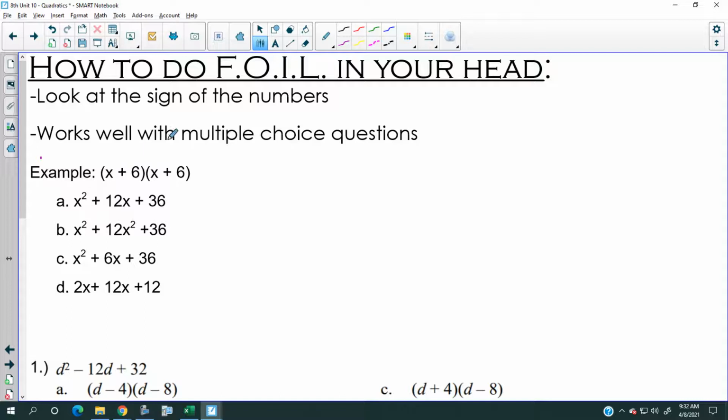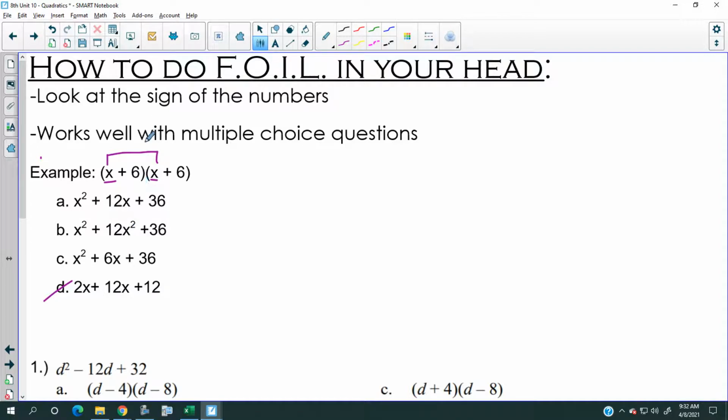Now, first of all, when you see these questions, most of the time, if you do FOIL first, all the choices are going to be x squared, except for this one. So you can eliminate it right away. Almost always it's going to be x squared. If you got x and x, that's your only choice. So that's the number one thing to do.